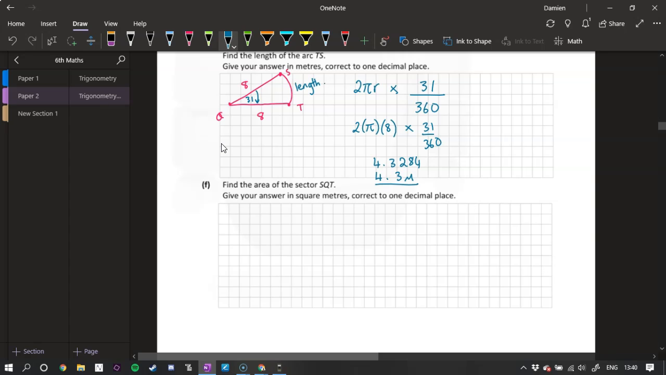The same thing then applies for find the area of the sector SQT. So now we want the area. This time, the formula has changed. The area of a circle is pi r squared, but we're not dealing with a full circle. We're only dealing with 31 degrees out of 360 of it. So again, pop in your numbers: pi times 8 squared, multiplied by 31 divided by 360. And when you work that out, that's going to give you 17.3136. Rounded to one decimal place, that is 17.3. That is meters squared because you're dealing with area.